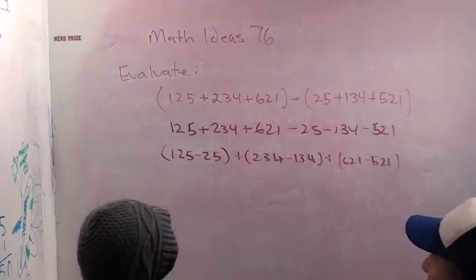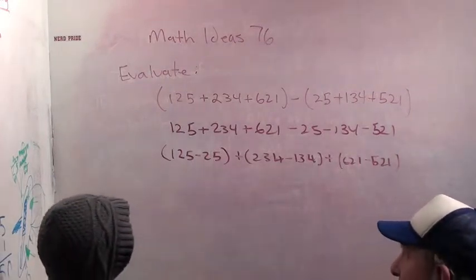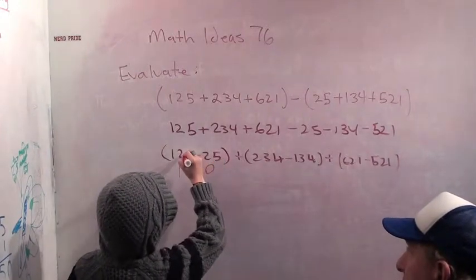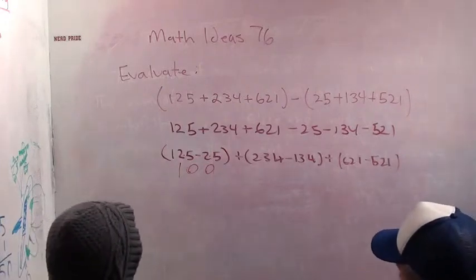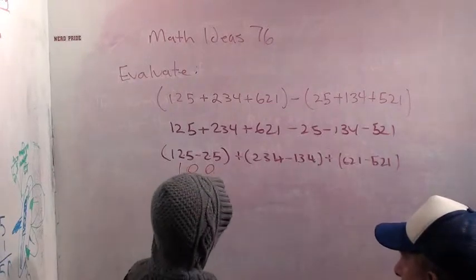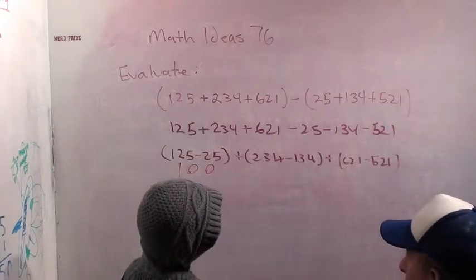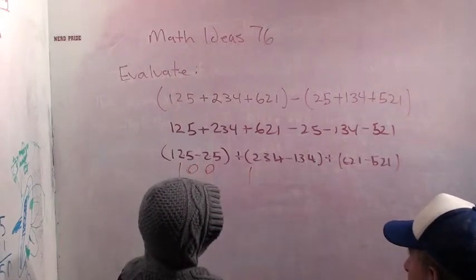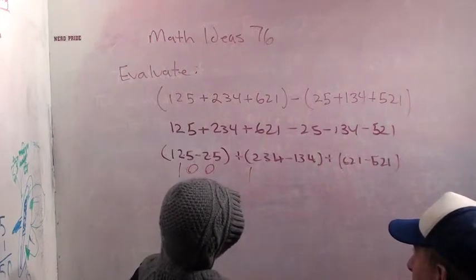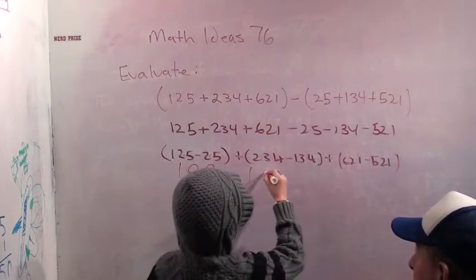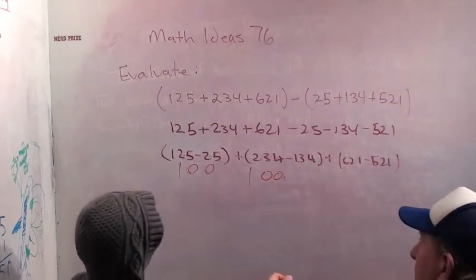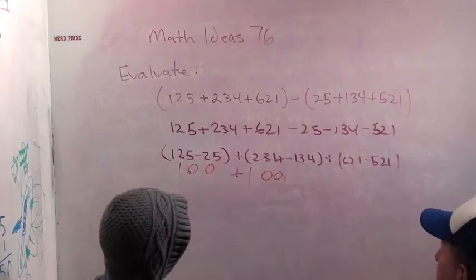And now we have to evaluate. This is a lot easier to evaluate. What's 125 minus 25? 100. How did you know that? Now we have to do 234 minus 134. So 200 minus 100 is 100. 30 minus 30 is 0. 4 minus 4 is 0. So 234 minus 134 is 100. Okay, so now we're down to 100 plus 100.